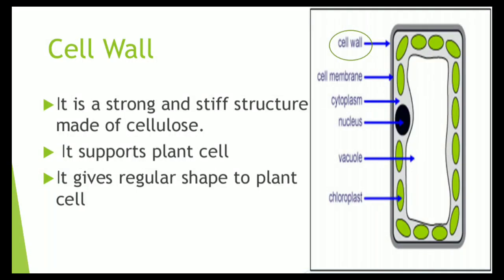Now, cell wall. It is the outermost part of the plant cell. It is a strong and stiff structure. It is made up of cellulose, and it supports the plant cell, and it gives the regular shape to the plant cell.